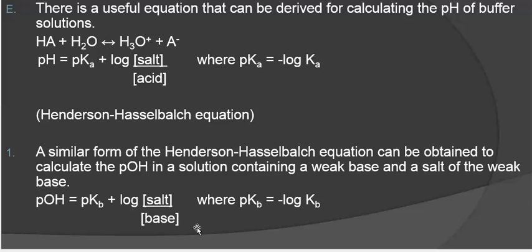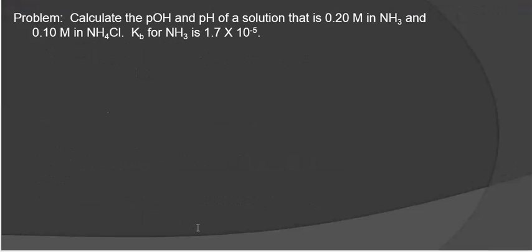There's a useful equation that can be derived. I'm not going to go through the derivation process, but the Henderson-Hasselbalch equation will work if I want to determine the pH of a buffer solution. pH is equal to pKa plus log of salt over acid, where pKa is the negative log of Ka. There's also a similar form for a weak base and the salt of a weak base, solving for pOH. I'll go through one problem with the Henderson-Hasselbalch equation, but I'm not a big fan of it. You can use it if you wish, but I prefer to use the icebox method.